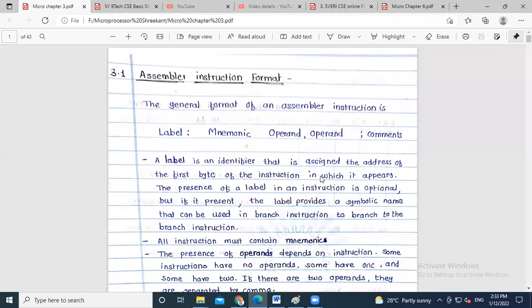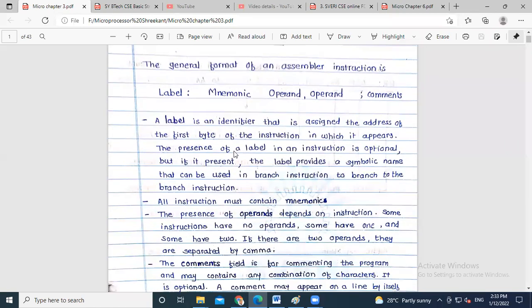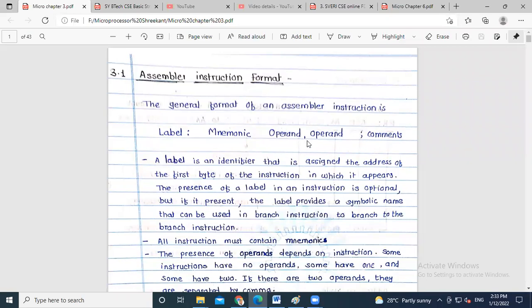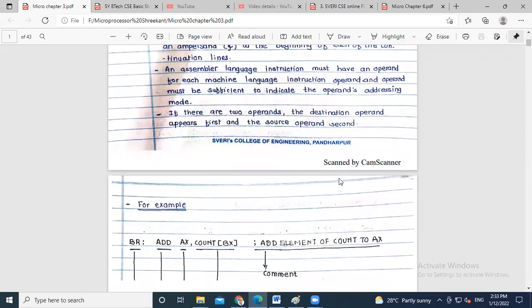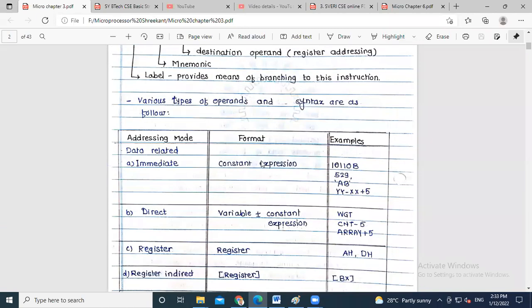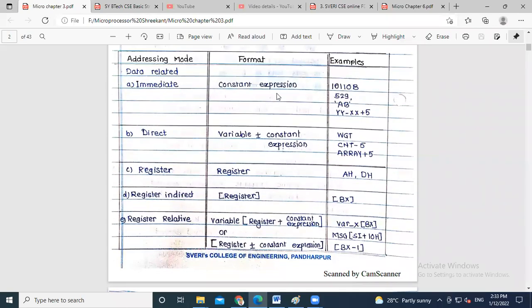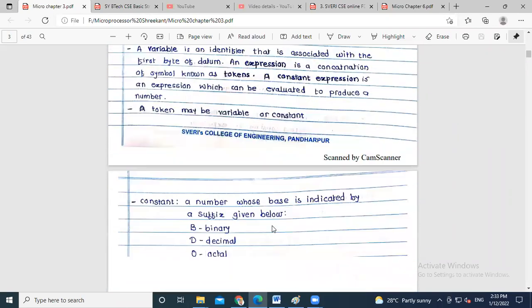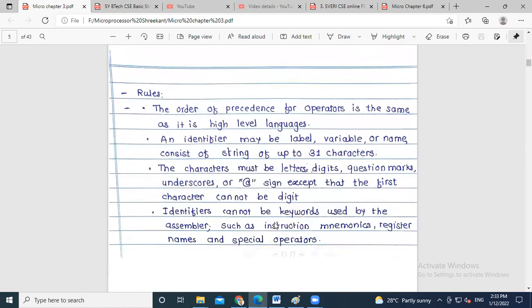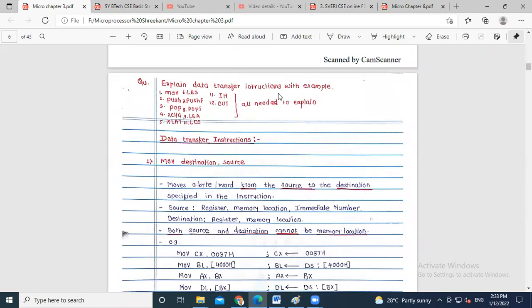So yesterday's lecture, I already taught the third unit, that is assembler instruction format, machine languages. In that we studied label, mnemonics, operand, and comments in yesterday's class, with examples, and different types of addressing modes with examples and that format, and we also studied data transfer instructions.